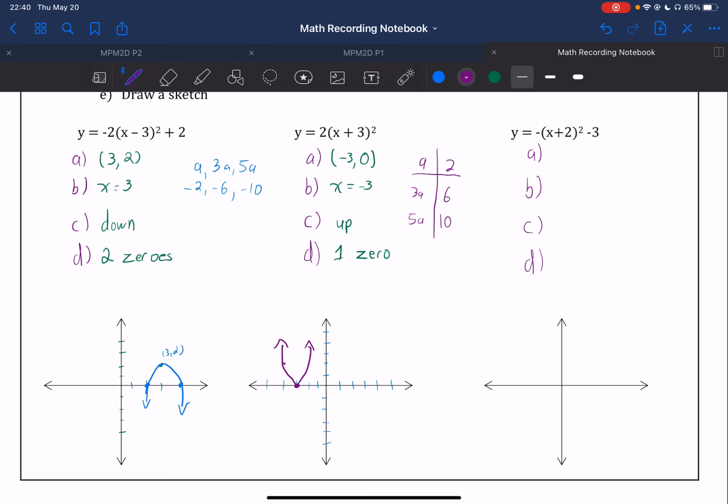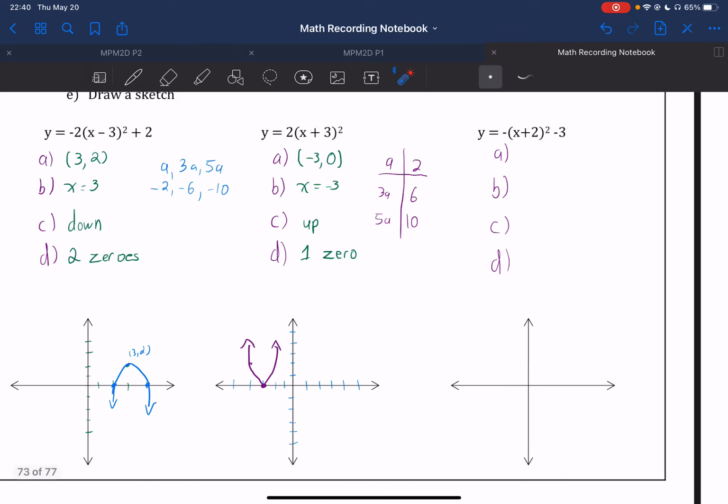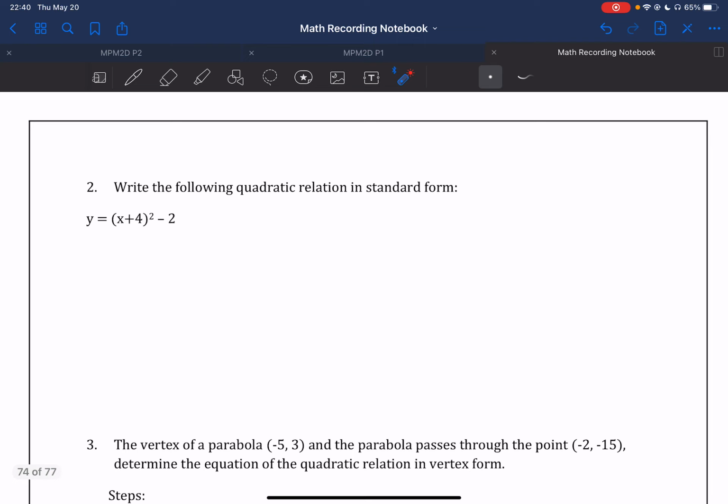When you look online, you'll have the answers visible for this one here. But for sake of time, we're going to move on to the next point. Right now, what we have here is an equation in vertex form. What we want to do is move from vertex form to standard form. How we're going to do that is by multiplying this out.